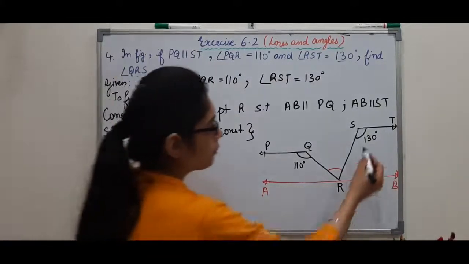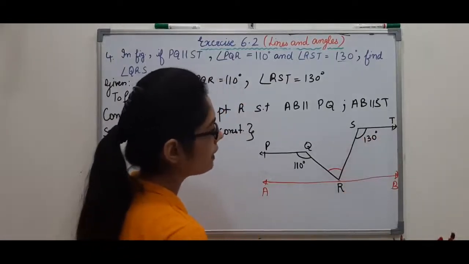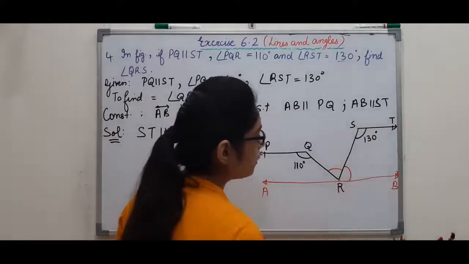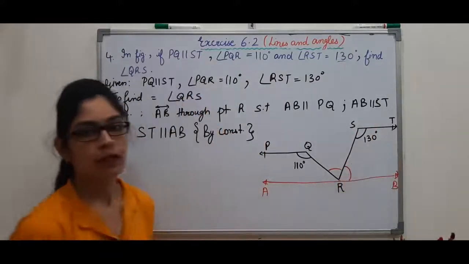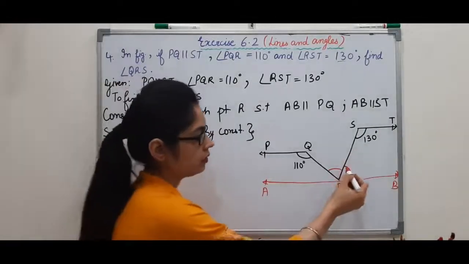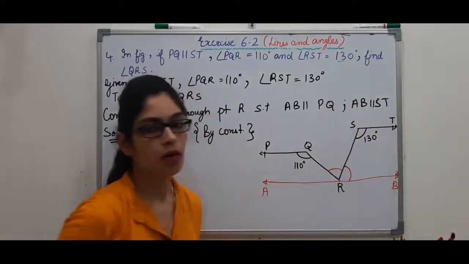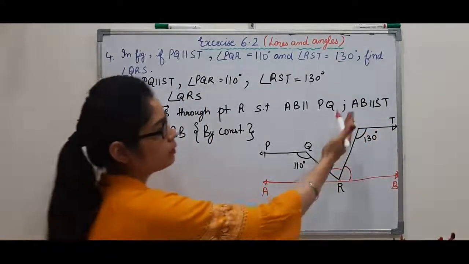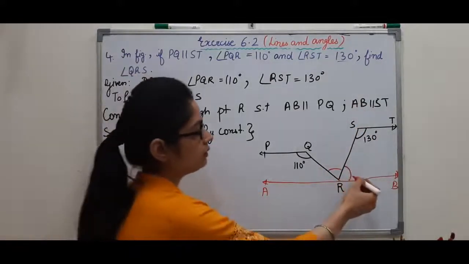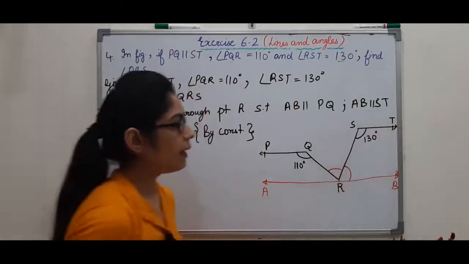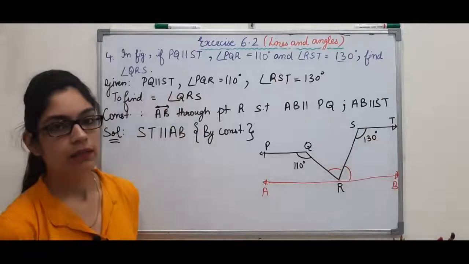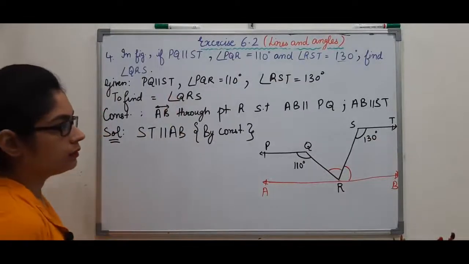Now we can see this angle RST, which is equal to 130 degrees, and this angle SRB. Both of these angles make a pair of co-interior angles. You can see these are on the inner side of the parallel lines and on the same side of the transversal. If SR is a transversal, then this angle and this angle are on the right side of the transversal. So these two angles make a pair of co-interior angles or consecutive interior angles.